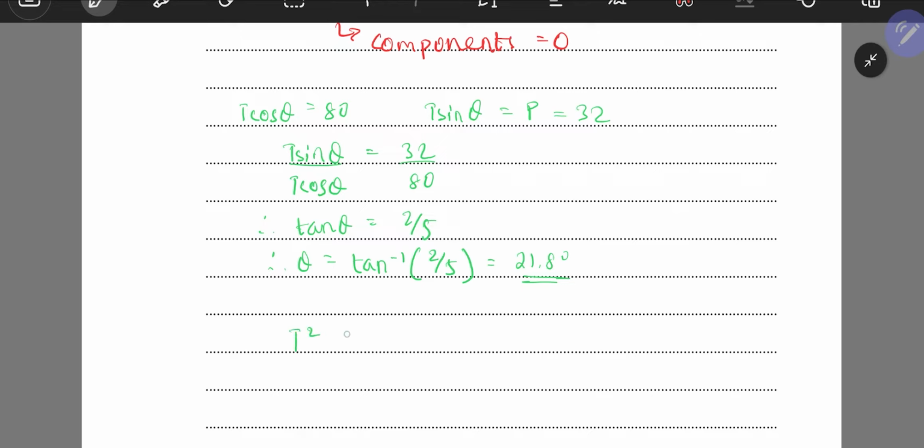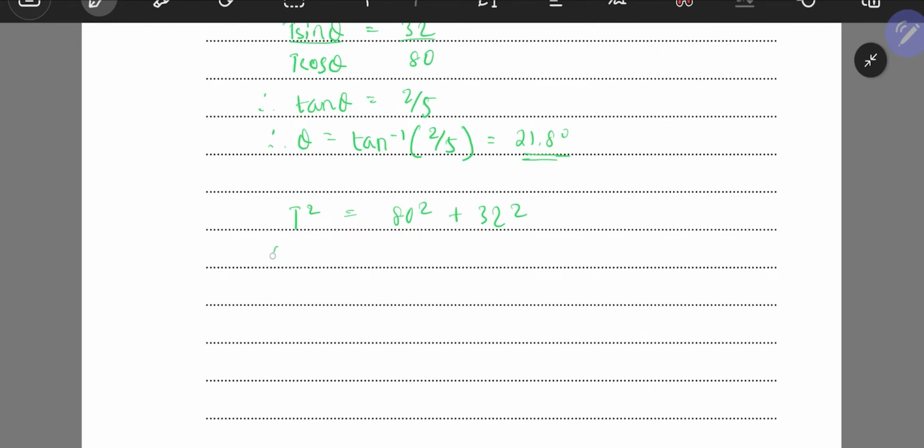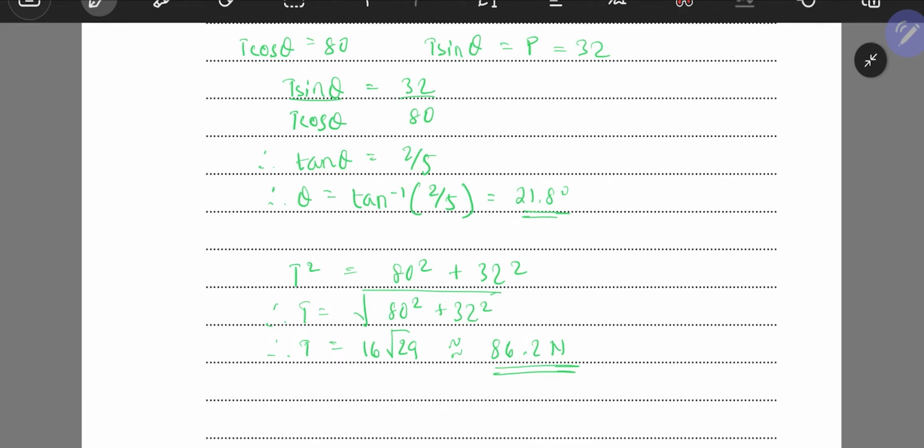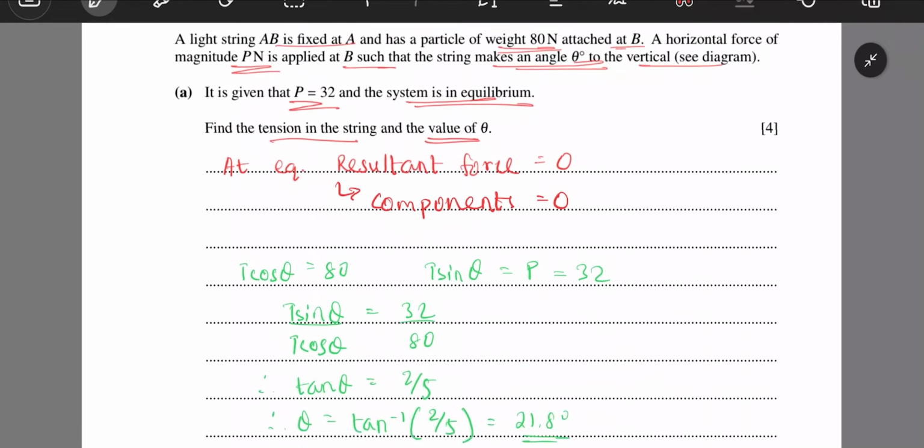So T squared equals 80 squared plus 32 squared. Therefore, T is equal to root over 80 squared plus 32 squared. So 16 root 29, if I take it to 3 SF, it's 86.2 newtons. So I found the tension and the value of theta when P equals 32.